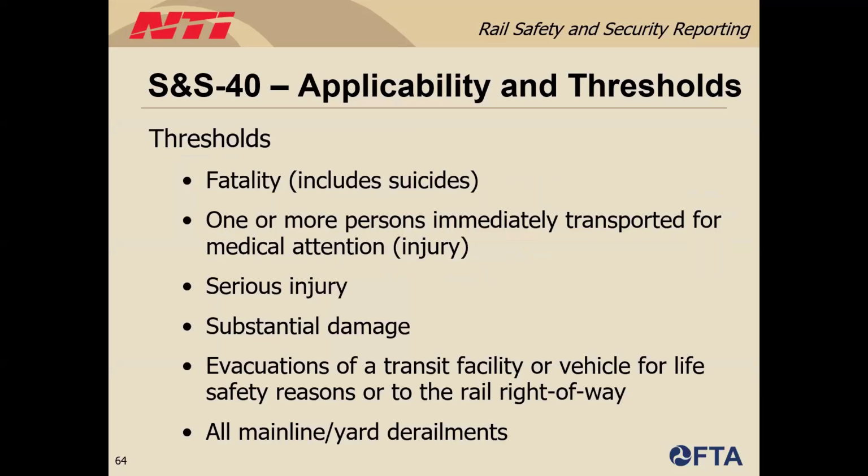Each threshold is independent, so any event meeting the reportable event criteria and meeting any one of these thresholds is automatically reportable. A fatality, including suicides, one or more persons transported for medical attention or a serious injury, substantial property damage, evacuations of a transit facility or vehicle for life safety reasons, or evacuations to the rail right-of-way, including both transit or official directed customer self-evacuations, are all automatically reportable, regardless of any other threshold. All derailments, both on the main line or in the yard.